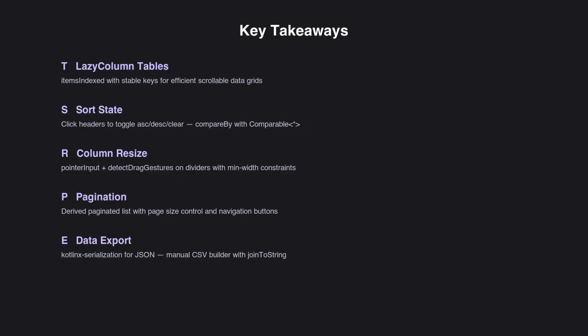Pagination. Derive the paginated list from filtered and sorted data. Control page size with a dropdown. Data export. kotlinx-serialization for JSON. A simple join-to-string builds the CSV.